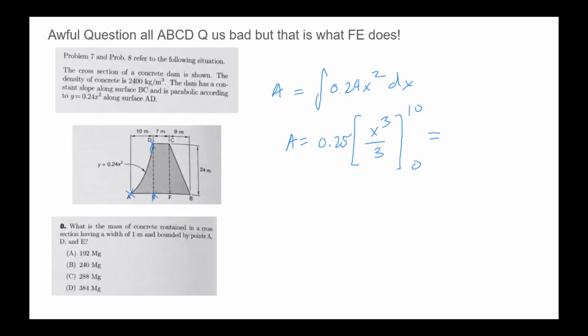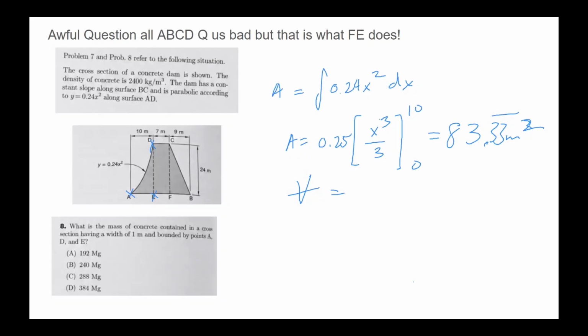Alternatively, you could just grab your calculator and do 0.25 and do an integral from 0 to 10 of x squared. This is 625 meters squared, actually. The volume equals that multiplied by 1. Oh wait, I made a mistake here. Sorry, I put this wrong. 83.33. There we go, that's the right one. I put a cube in my calculator instead of a square.